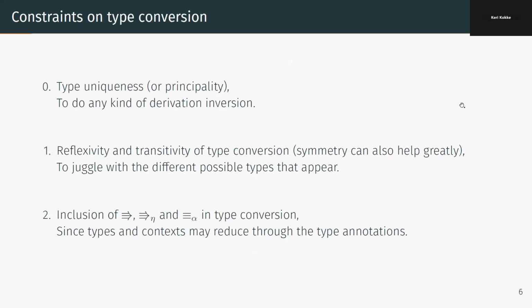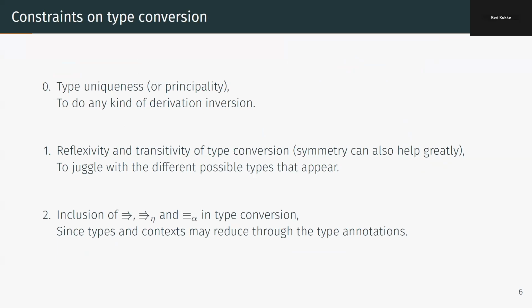So first, I'm going to talk about something that is not actually a constraint on type conversion, but since we're going to do an induction, so for each of the commutations, we're going to do an induction on one of the derivation, and so we're going to do inversions on the other one. So this means that to have any kind of synchronization of the types between the two derivations, we need either type uniqueness or some form of type principality. Otherwise, we are just lost.